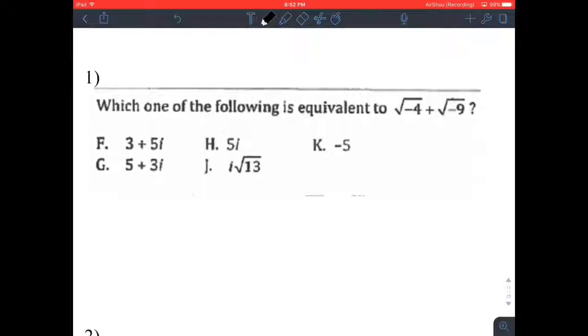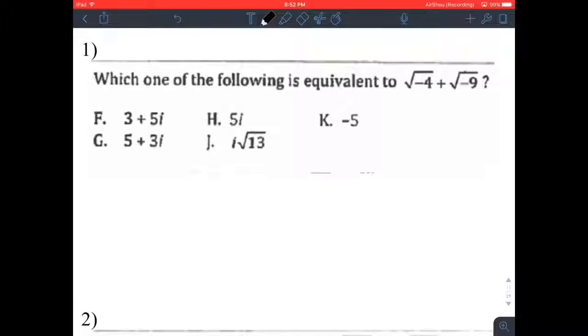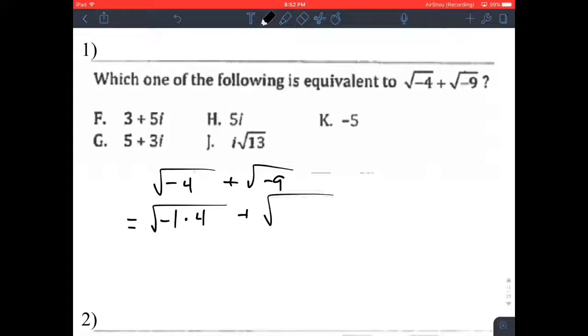Let's look at an example. Which one of the following is equivalent to the square root of -4 plus the square root of -9? So let me show you. I'm going to write it down here to get more room. Well, -4 is equivalent to -1 times 4. -9 is equivalent to -1 times 9.